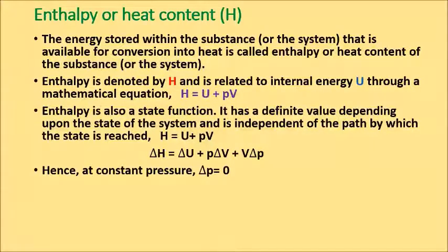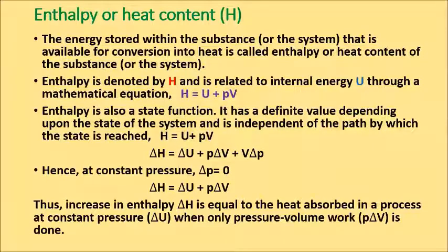Then how we can write the equation? Delta H is equal to delta U plus P delta V. So this is the equation which we are using for our problems. Thus, the increase in enthalpy, that is delta H, is equal to the heat absorbed in a process at constant pressure, when only the pressure volume work, that is P delta V, is done.